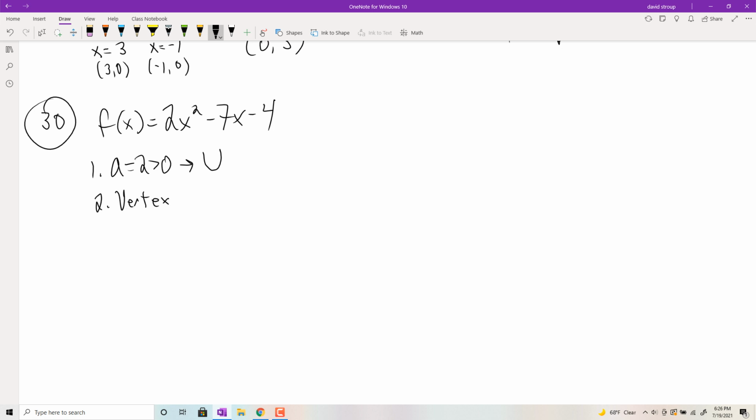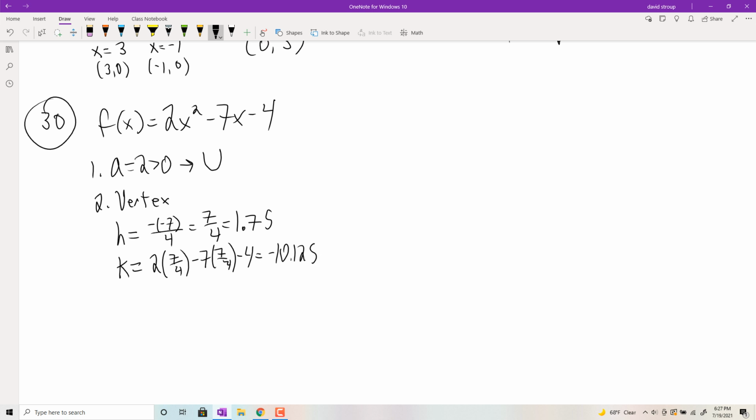So the x-coordinate, which we call h, is -b over 2a. So -7 over 2 times 2 is 4. So here we have 7/4. For graphing, I'm going to get the decimal 1.75. Okay? Then I need to take that and plug it into my original formula. 2 times 7/4 minus 7 times 7/4 minus 4. And you'll get -10.125.